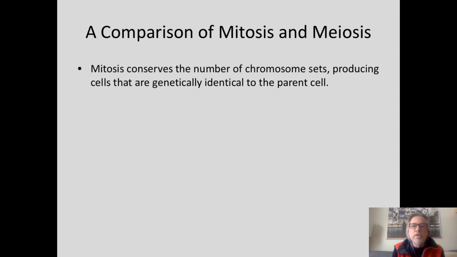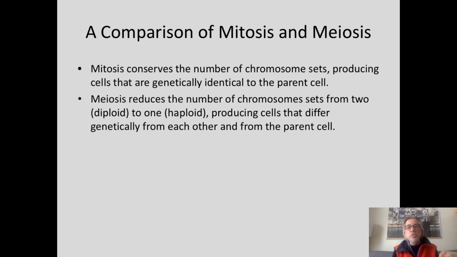Mitosis conserves the number of chromosome sets. In other words, in mitosis, the daughter cells are genetically identical to the parent cells. Meiosis reduces the number of chromosome sets from 2 to 1, from diploid to haploid. And it also produces cells that differ genetically from each other and from the parent cell. And they differ from the parent cell in that the chromosomes have been recombined during crossing over.